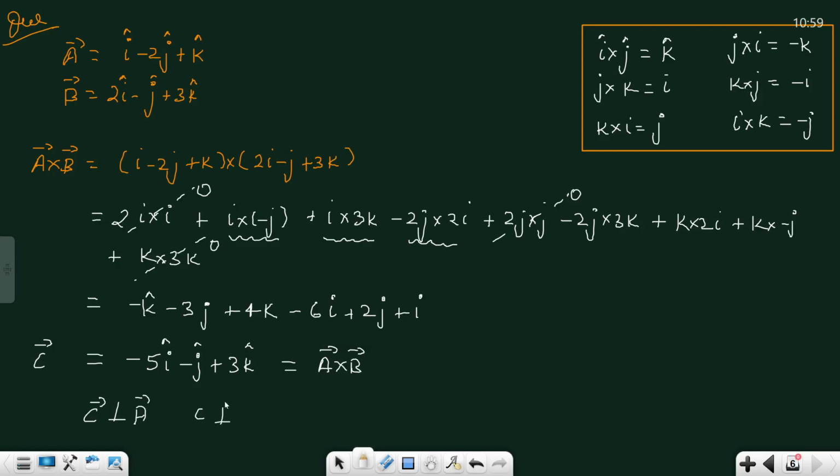When you go for the dot product, you will get 0. If you try the dot product, it will be 0, because C is perpendicular to both of them. We can check whether it is coming out perpendicular or not. So this is the C vector. Any doubt?